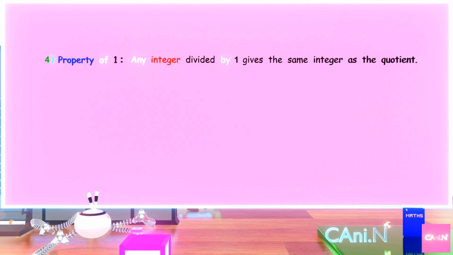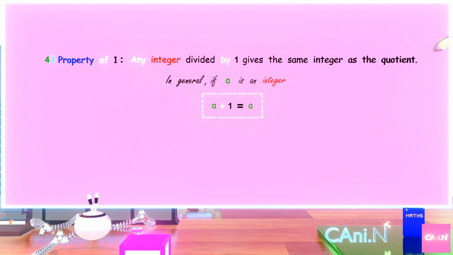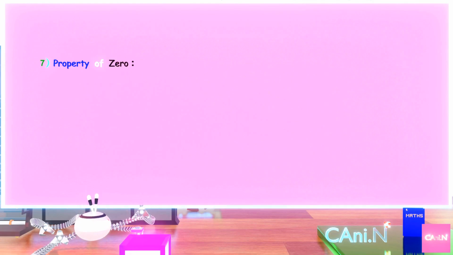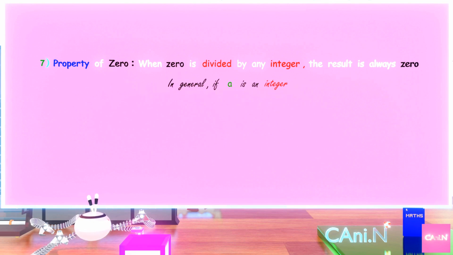Property of 1. Any integer divided by 1 gives the same integer as the quotient. In general, if a is an integer, a divided by 1 equals a. Property of 0. When 0 is divided by an integer, the result is always 0. In general, if a is an integer, 0 divided by a equals 0.